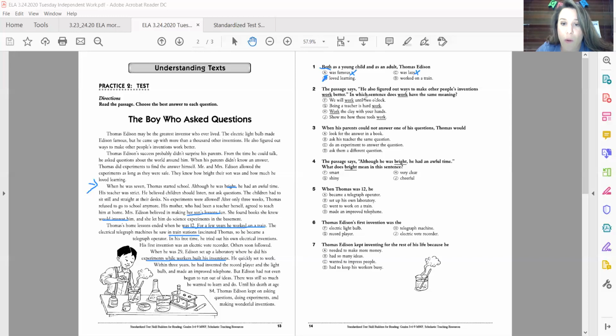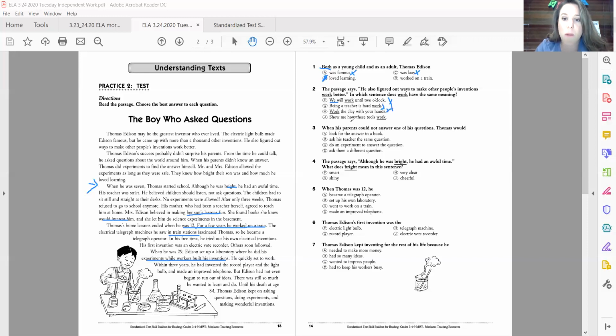Let's see. We will work until 2 o'clock. Well, we means people. So that's not an object. So that's a no. Being a teacher is hard work. Oh boy, do you know it. But again, that's a person, a teacher. So that is not the same type of work because that's a person actually working. Work the clay with your hands. So I'm visualizing this in my head. Again, if you're working with your hands, it's a person working it. So it's not the same type of work. So no. Cross that out.